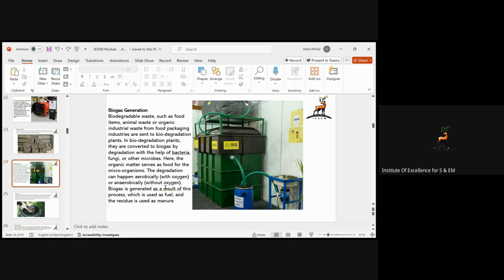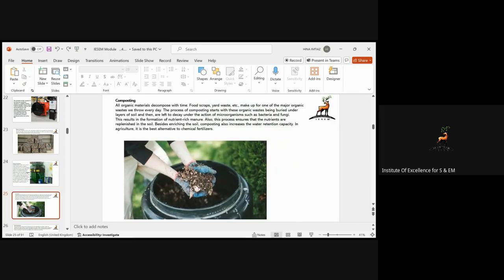So it is totally your choice to create a condition in which you use oxygen or you don't want to use oxygen, and accordingly you will select the species and strains of bacteria. Biogas is generated as a result of this process and is used as a fuel, and the residue is used as manure. So again, I think it's one of the best methods, through which we are producing two byproducts. The next one is composting.